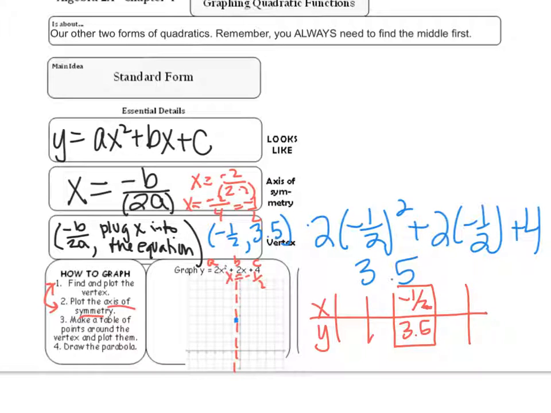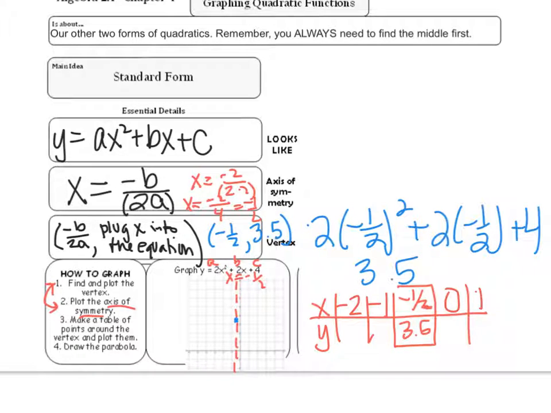Now, for this table, we want equal spaces from the middle. So I go over 1/2, I'm at 0. Back 1/2, I'm at negative 1. So I'm going to have 0 and negative 1. Then I'm going to go 1 space from each of those points. That'll be 1 and negative 2.